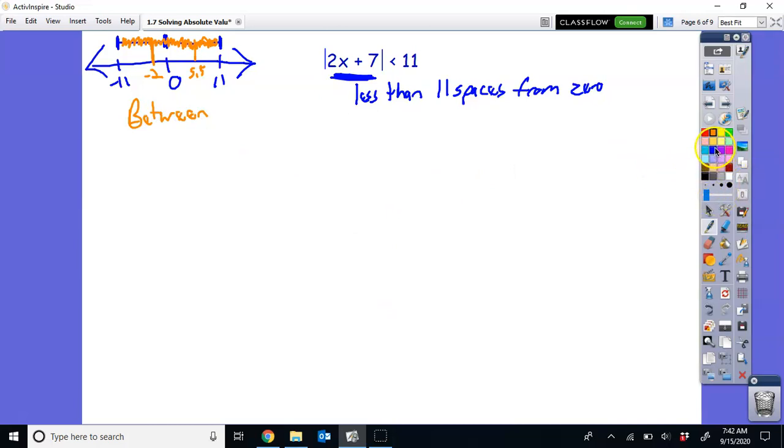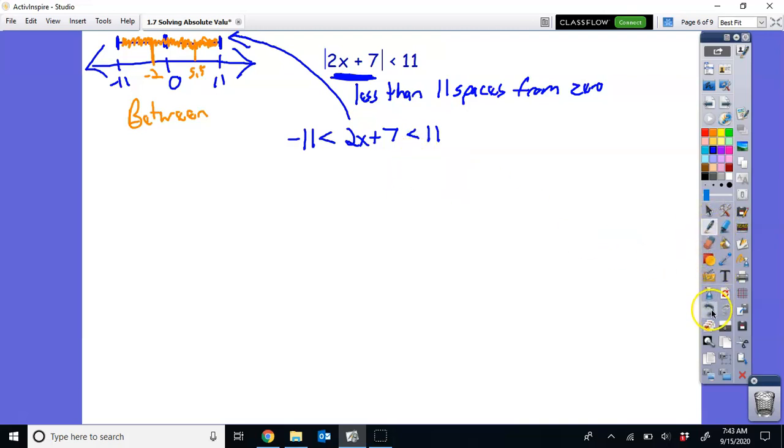So literally what you do with these is you put this inequality like we had before in the previous section on inequalities in between -11 and +11, and this will get you all those distances that are between -11 and +11, all those distances that are less than 11 spaces.